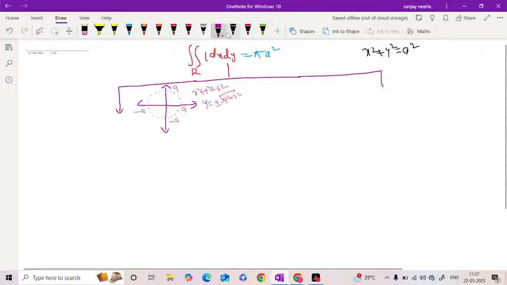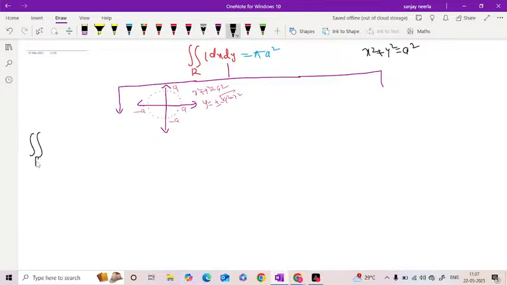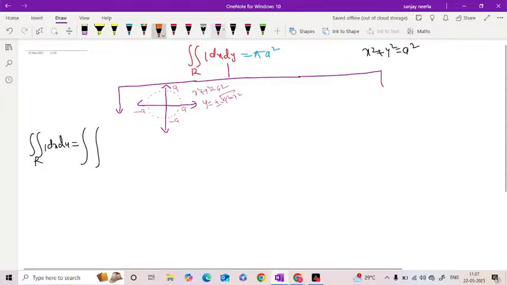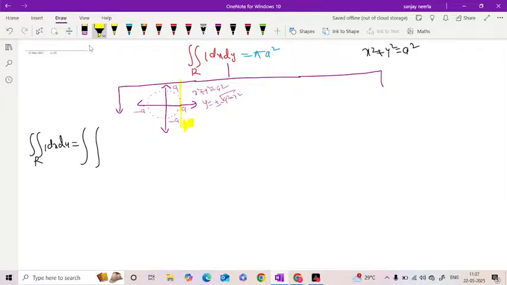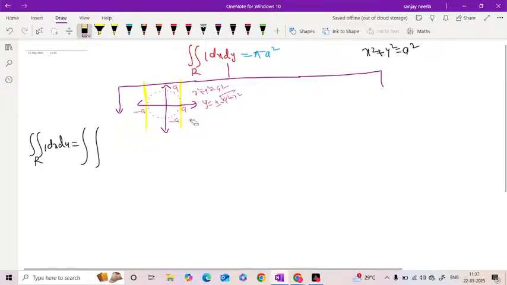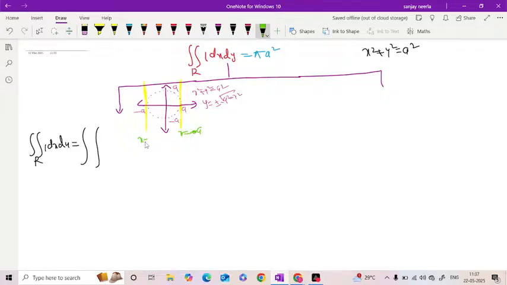Now come to the integral, the double integral of 1 dx into dy. You can fix the x limits or you can fix the y limits. Now here I am fixing the x limits. What is the right end of x? It is a, and the left end of x is minus a. That means our limits are x is equal to minus a to plus a.